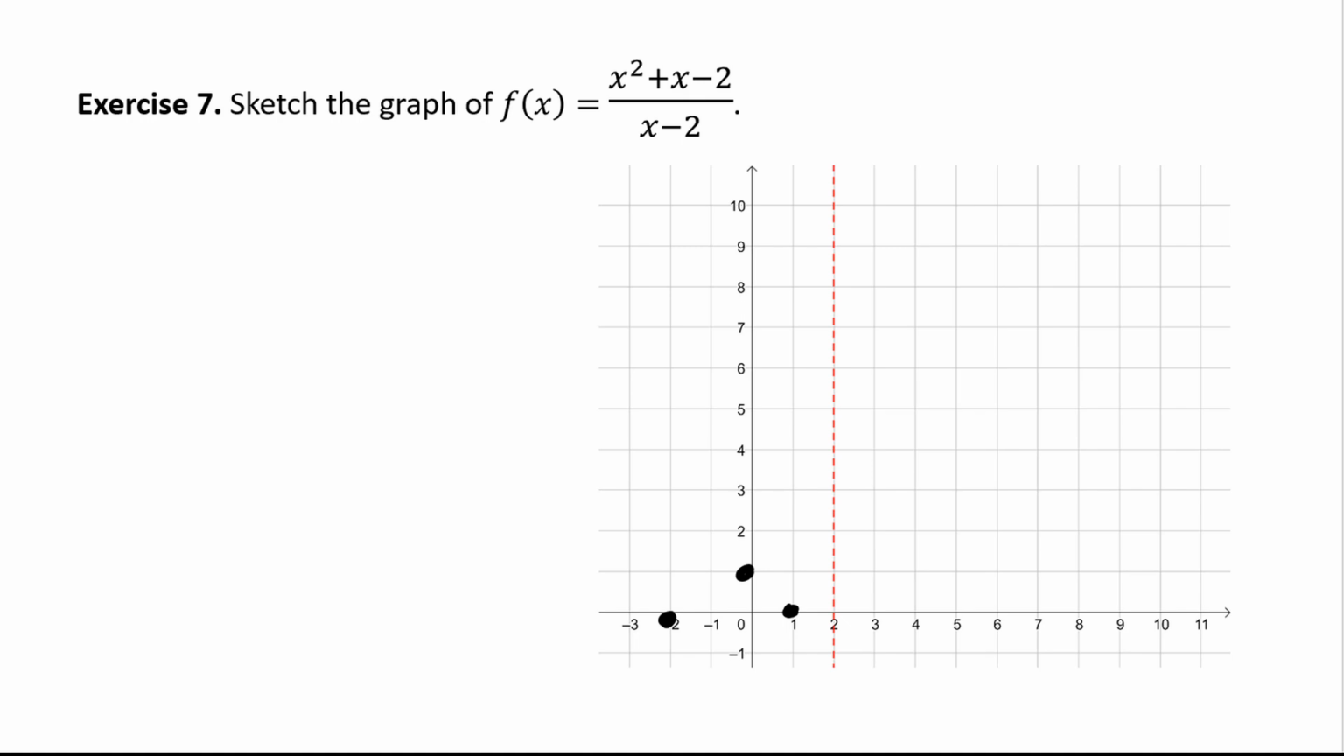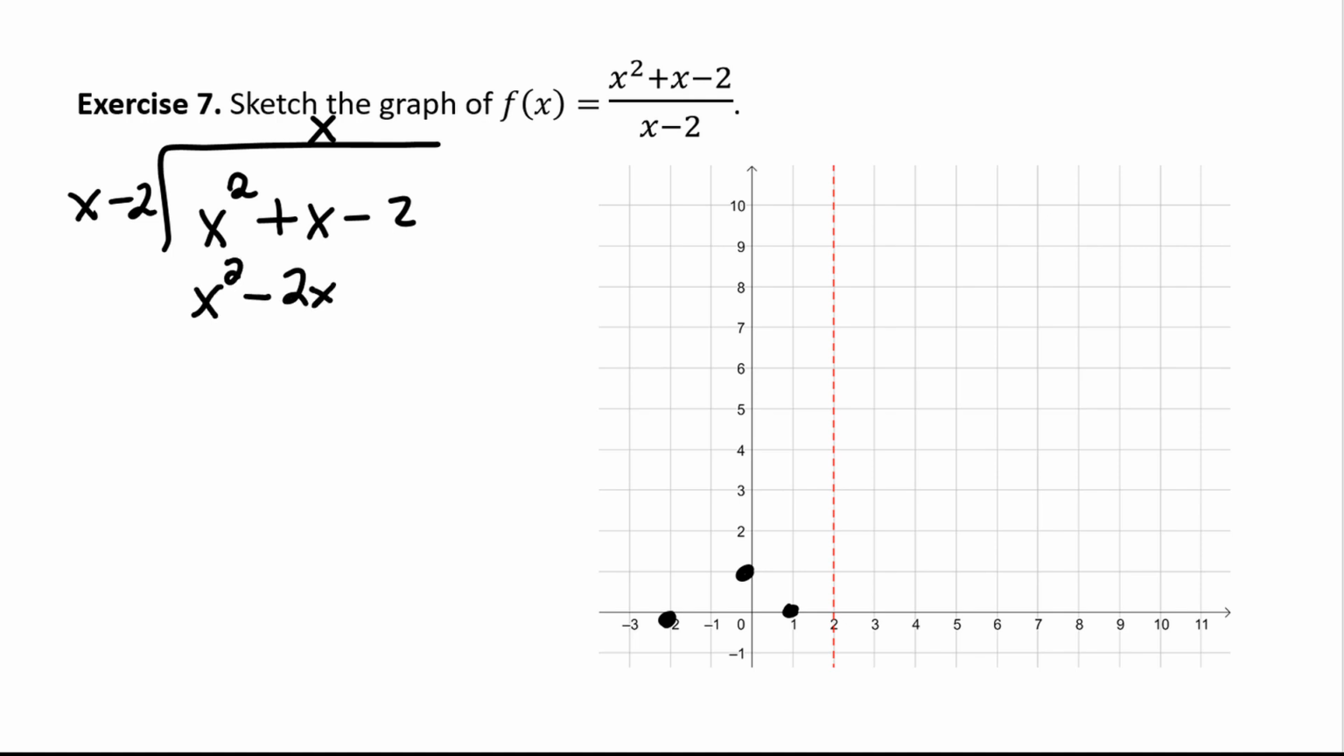To get the equation of the slant asymptote, we're going to perform long division for x squared plus x minus 2, and we're going to divide that by x minus 2. So we're going to multiply the x in the divisor by an x in the quotient. That will give us x squared minus 2x, and then subtract. X squared minus x squared makes it go away. X minus negative 2x would be x plus 2x, so that's positive 3x, and we bring down the remaining 2.